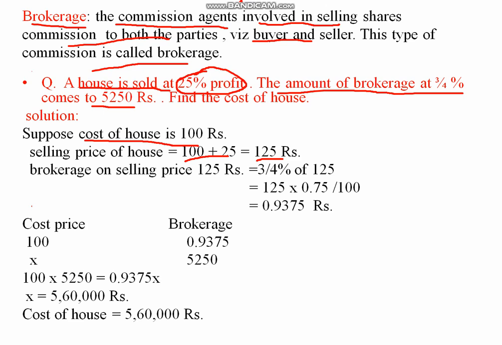Now find out the brokerage on the selling price of 125 rupees. The brokerage rate is given as 3 by 4% of 125. So find the 3 by 4% of 125. That is 125 into 0.75 upon 100, which is equal to 0.9375. This is the brokerage on the selling price of 125 rupees.